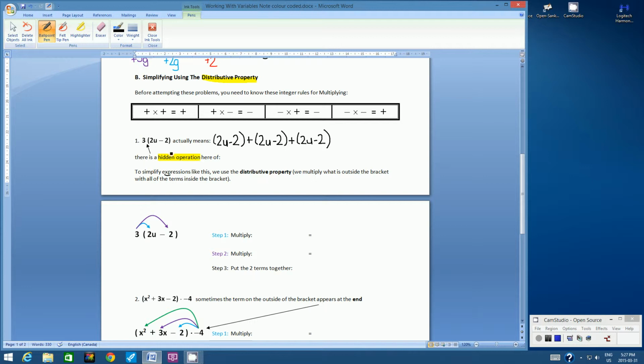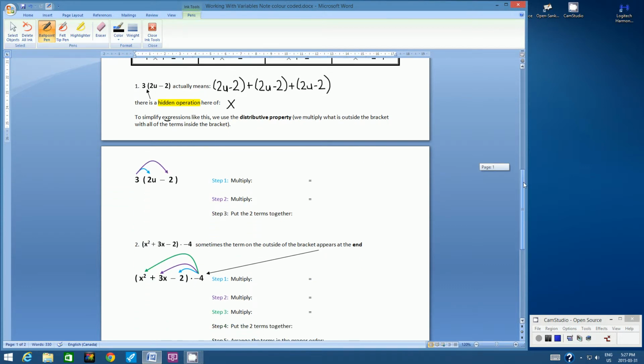There is a hidden operation here in between the 3 and the bracket. So I've already kind of said it, so it's multiplication. And I think this year you've realized that whenever I've asked what is the hidden operation that's invisible, the answer is usually multiplication, isn't it? Okay, so to simplify expressions like this, we use something called the distributive property. We multiply what is outside the bracket with all of the terms inside the bracket. All right, so my sheet is color-coded, so hopefully it's a little bit easier to follow.